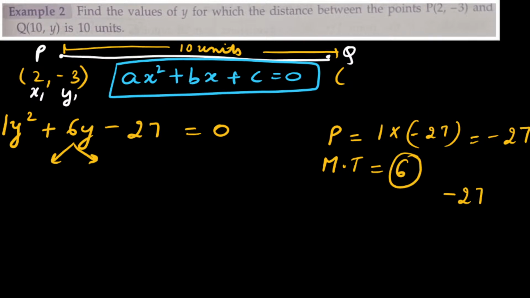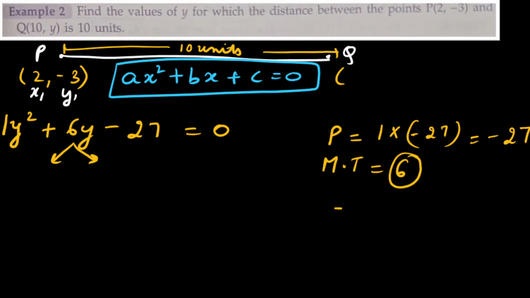Yes, I'll come to that thing. Y's point, Y's value, I'll come to that also. First of all, let's simplify. So tell me the factors. How can we split 6 so that the product of those numbers is equal to negative 27 and the sum is equal to 6?